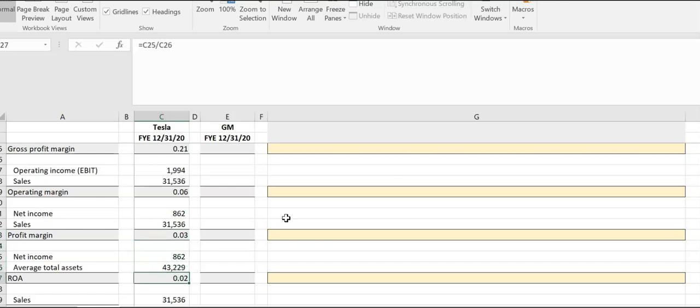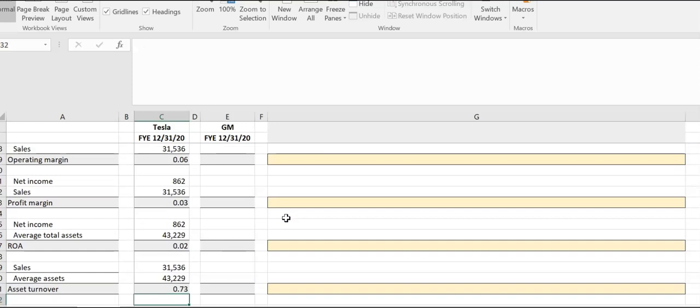Return on assets and return on equity compare net income to balance sheet items. So an ROA of 2% says that for every dollar invested in average assets, the company is producing 2 cents in income. That number alone doesn't tell us a whole lot. Really, it's more informative when we look at patterns over time or when we're comparing the ROA of two different companies, which we're going to be doing here.